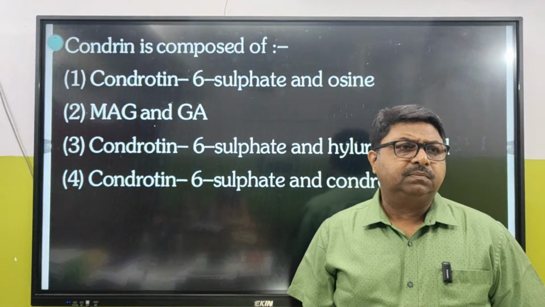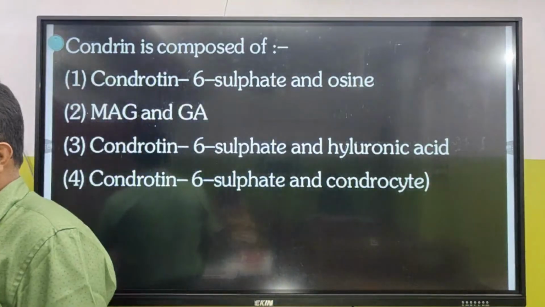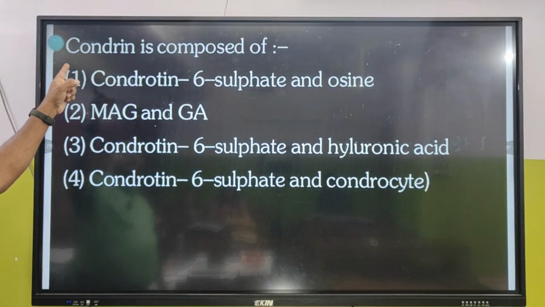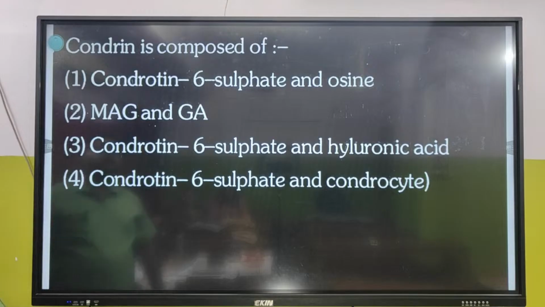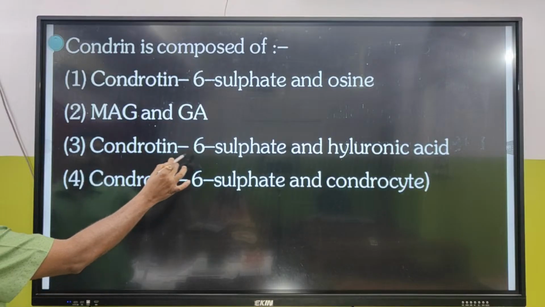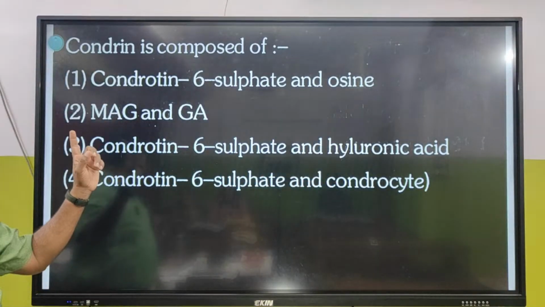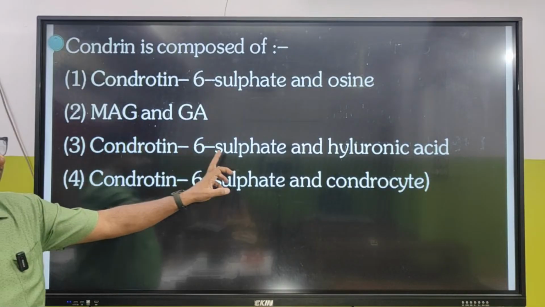Chondrin is composed of... the spelling is wrong, C-H-O-N. Yes, very good. Chondroitin 6-sulfate and hyaluronic acid. Chondrin is made up of chondroitin 6-sulfate and hyaluronic acid.